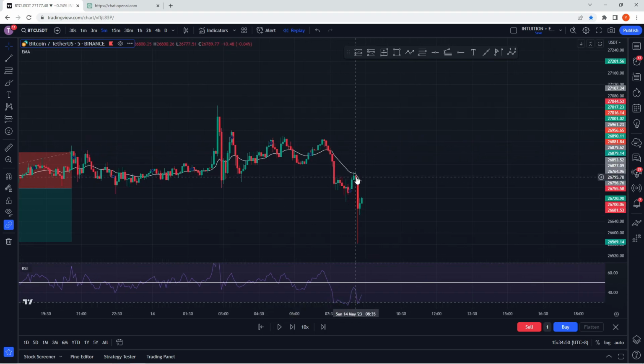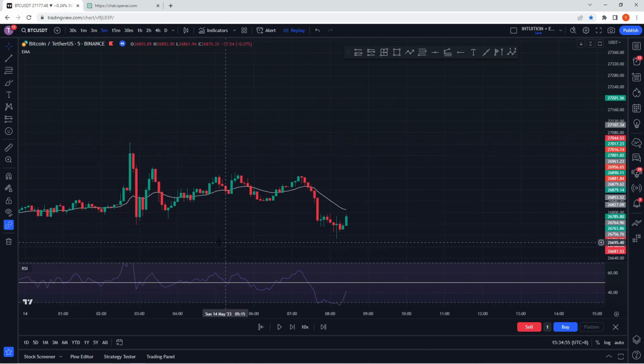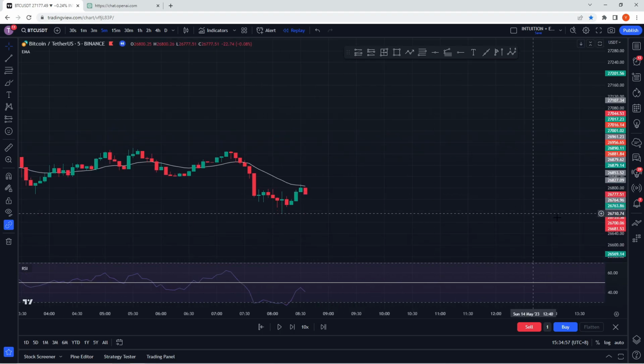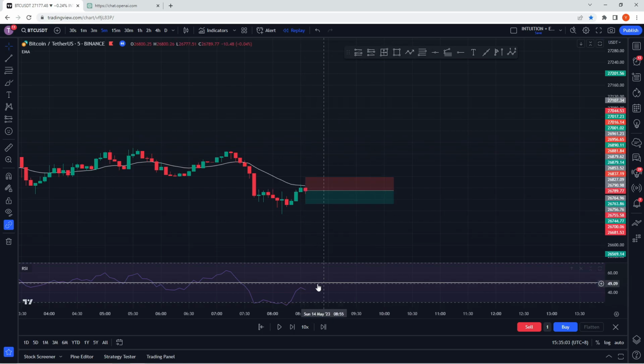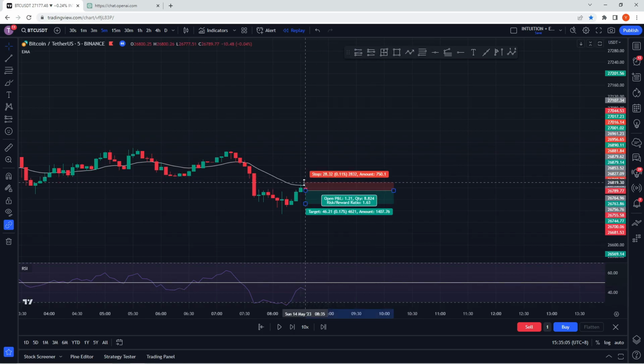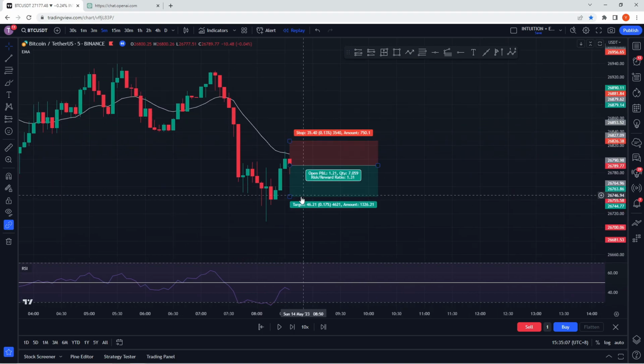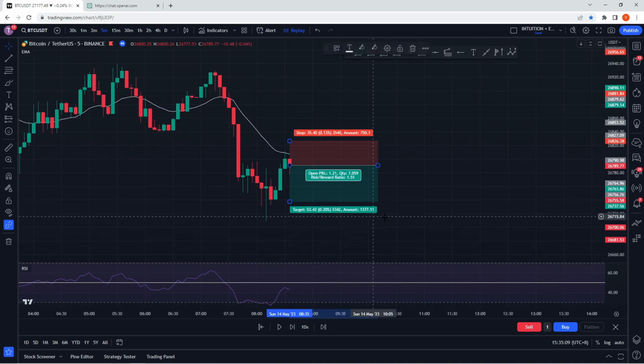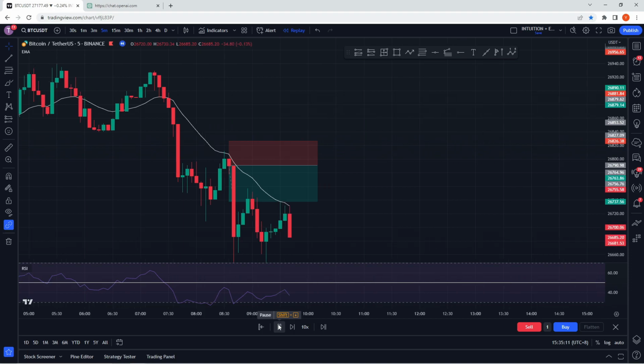Okay, this is what I like to see. You see that price touches the EMA and hits back down. It closes below the 20 EMA and we have the RSI below the 50 value area. So that is a trade that we want to take. And we take 1.5:1. Another winning trade.